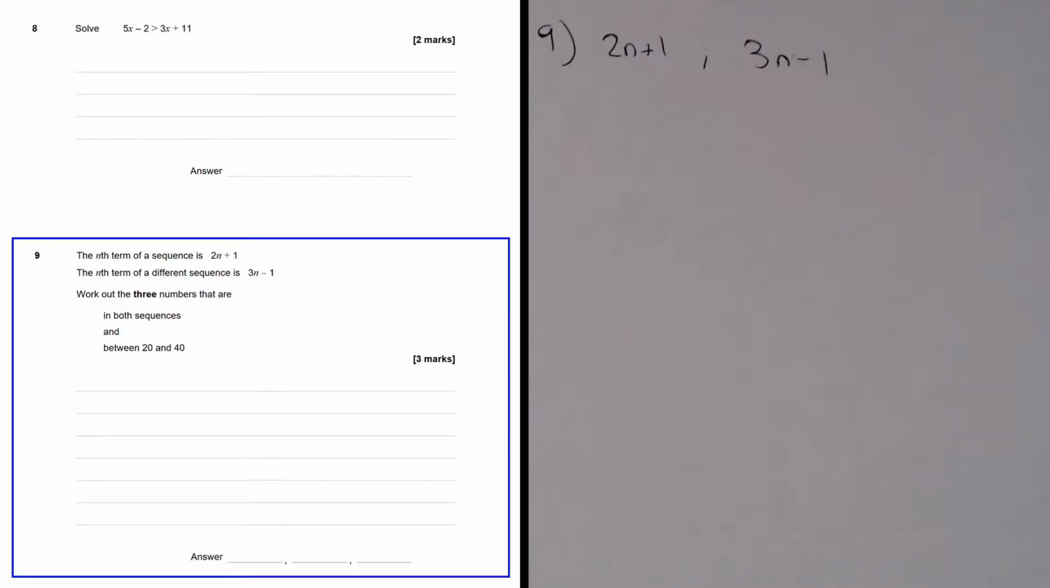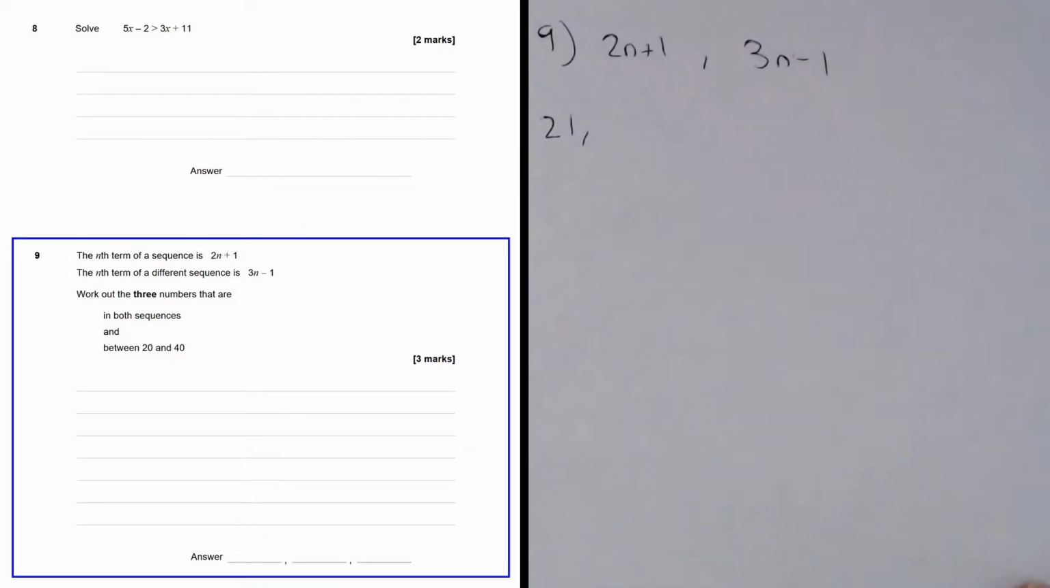So we need to choose a starting point. We don't want to be writing down an unnecessary amount of numbers here. So if I picked n as 1, for example, in this sequence, I would get 2 times 1, which is 2, plus 1, which is 3. It's nowhere near 20. So let's try another number. Let's try n is 10. Well, if I put n is 10, I get 2 times 10, which is 20, plus 1, which is 21. Cool, let's list that down.